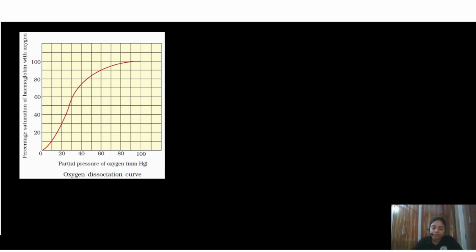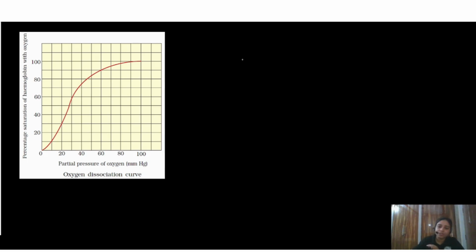Today we are going to take a very important topic, the oxygen dissociation curve. It will help you in your exam as well as in your tests, wherever you are doing the preparation. So first of all, let us start with how the oxygen dissociation curve works.